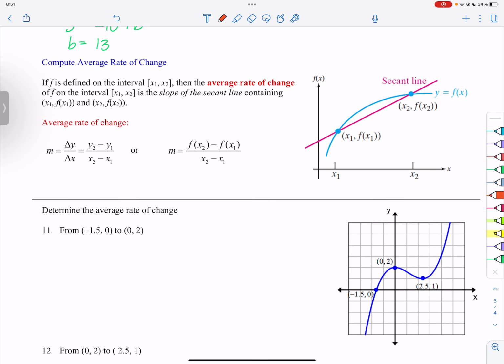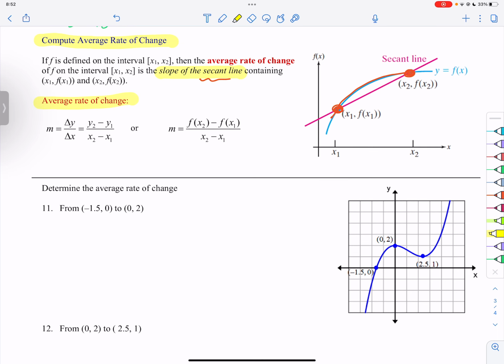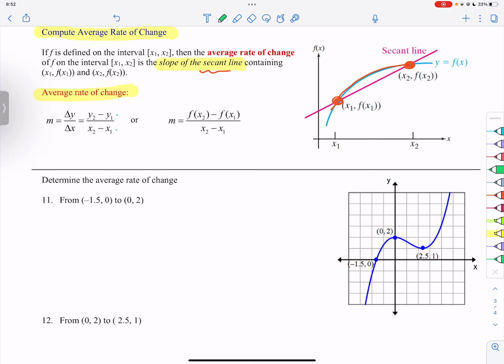Now we're going to get to average rate of change, and it really is just the slope connecting those points that you're given. So it is the slope of the secant line if it is a smooth curve. As you can see, we have this smooth curve. So we find the slope of the line that connects those 2 points. And that is the average rate of change. So you can see the formula here, change in y over change in x between those 2 points on the graph.